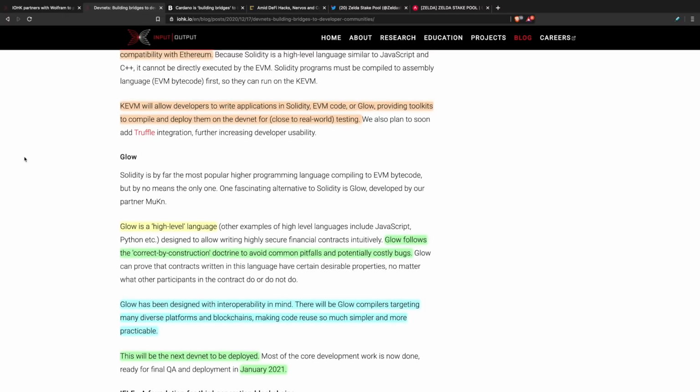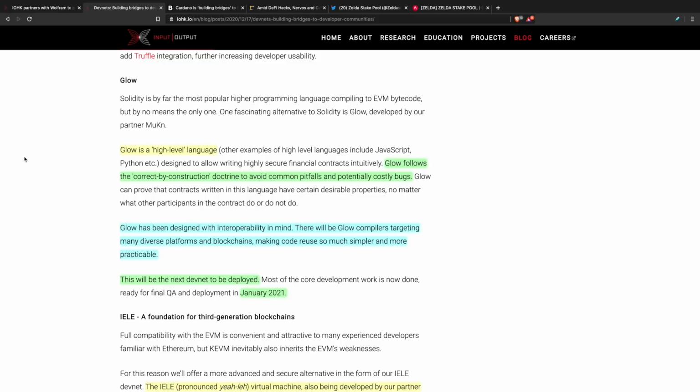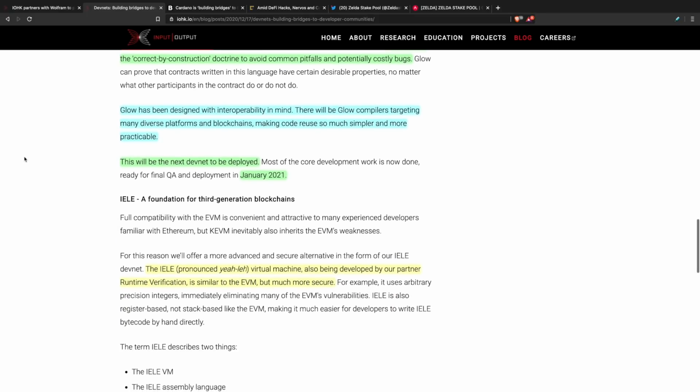Now, Glow is another one. So Glow is another DevNet that is in the works. Hopefully we see the deployment of that sometime in January of 2021. Glow is a high-level language and it follows the correct by construction doctrine to avoid common pitfalls and potentially costly bugs. Glow has been designed with interoperability in mind, and there will be compilers targeting many diverse platforms and blockchains, making code reuse so much simpler and more practical. So you're going to have templates with this programming language, which you can use to integrate into your own smart contracts, making the process of writing these applications that much easier. Very, very interesting to see that.